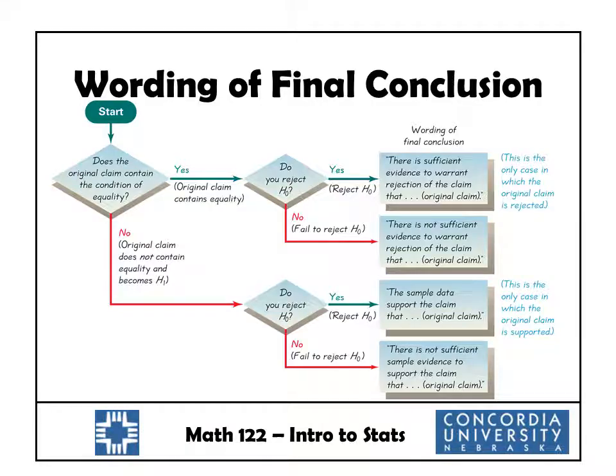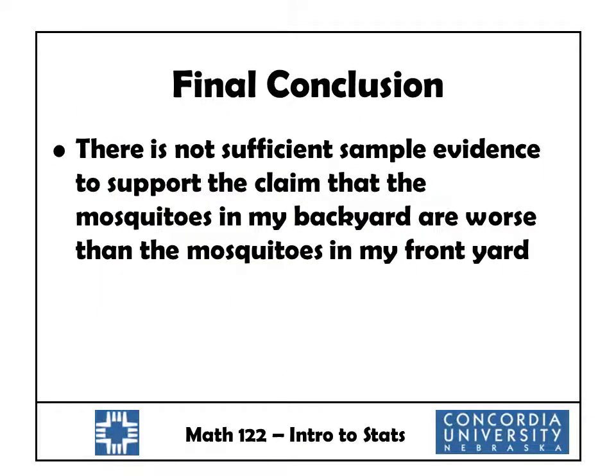Now, we word the final conclusion just like we've done in every other hypothesis test. The original claim did not contain equality, because it's that the median is greater than 0, so we go down. Do you reject the null hypothesis? No, we do not. So there is not sufficient sample evidence to support the claim that the mosquitoes in my backyard are worse than the mosquitoes in my front yard. So at first glance our sample data appeared to support the claim. However, the strength of that support was not strong enough to conclude that it does indeed support the claim.